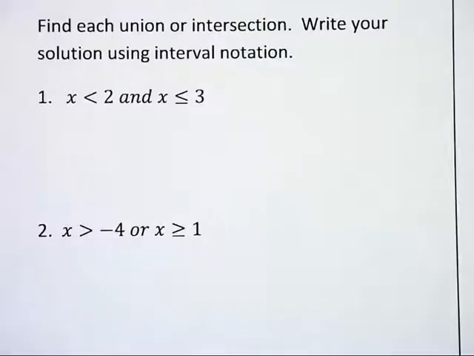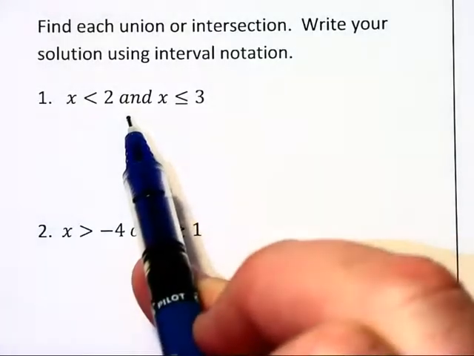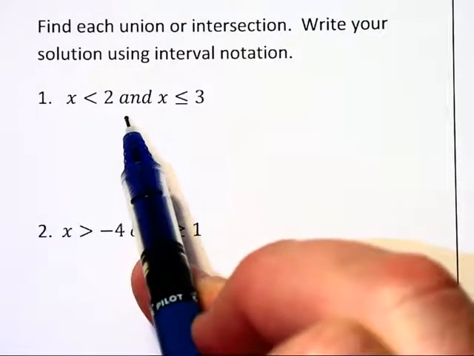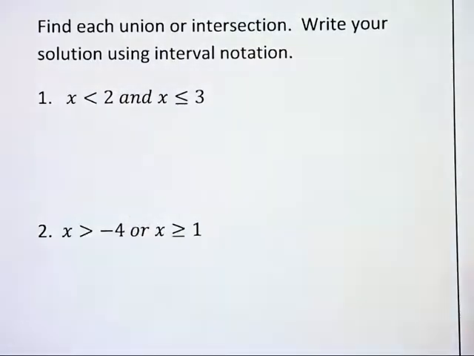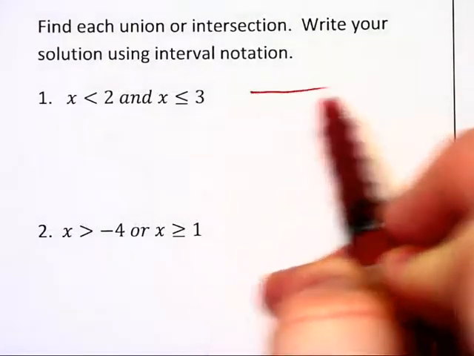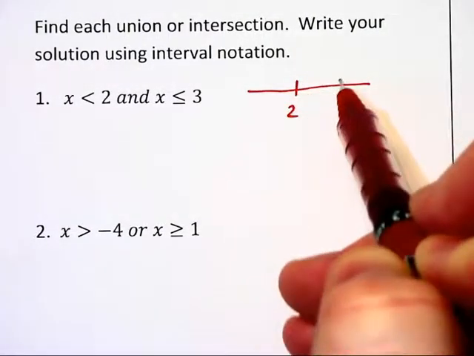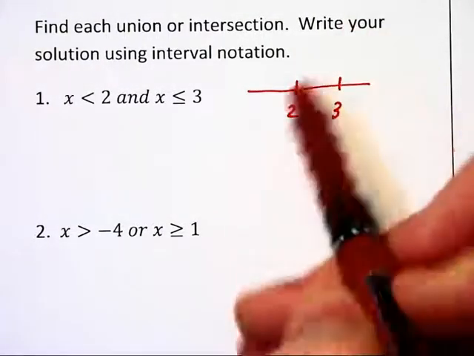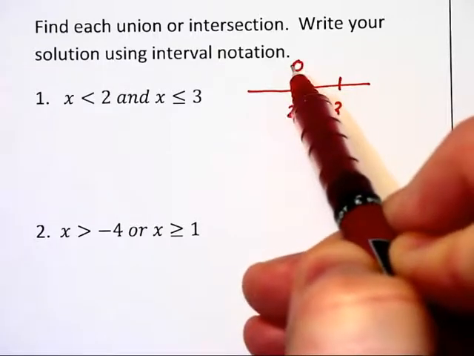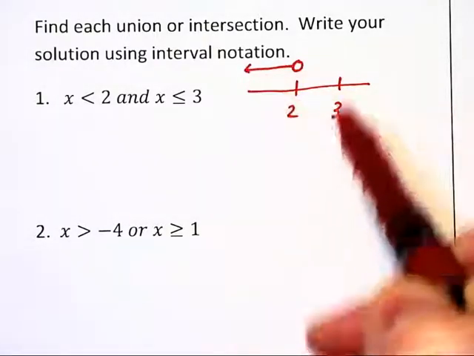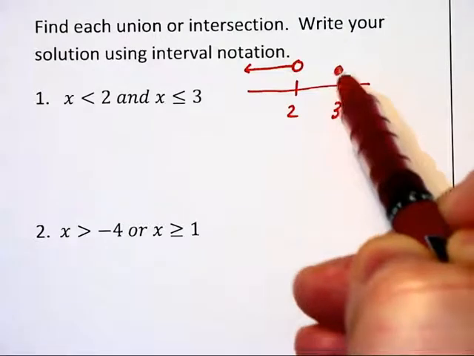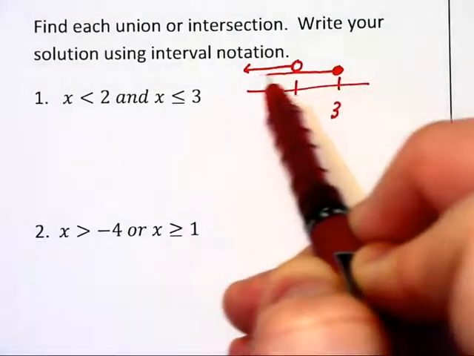Once we have an understanding of how these unions and intersections work, now we can move on and deal with this and inequalities. Here we have the word and, which says find the intersection. What I like to do here is draw a number line. Here's the number 2. Here's the number 3. X less than 2 is an open circle, everything to the left. X less than or equal to 3 is a solid circle, everything to the left.